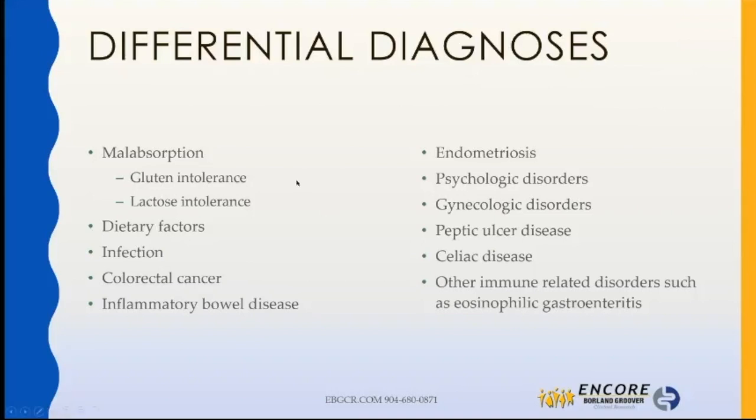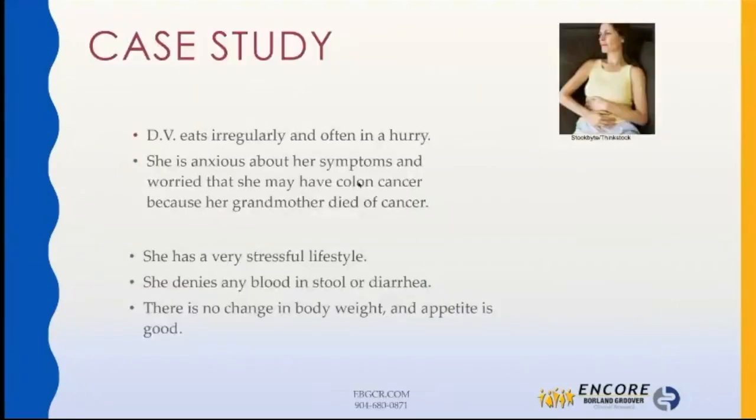because they generally mean that there is more to the story, more than just irritable bowel syndrome. Some of the things that can mimic irritable bowel syndrome, but are not, are malabsorption situations such as celiac disease, which is because of gluten intolerance, and allergy, and lactose intolerance, dietary factors, infections, colon cancer, inflammatory bowel disease such as ulcerative colitis and Crohn's disease, some gynecological disorders such as endometriosis, psychological disorders, and other immune-related disorders such as eosinophilic gastroenteritis. These are some of those big-ticket items that we always try to eliminate and have in our differential diagnosis before labeling somebody as having irritable bowel syndrome.